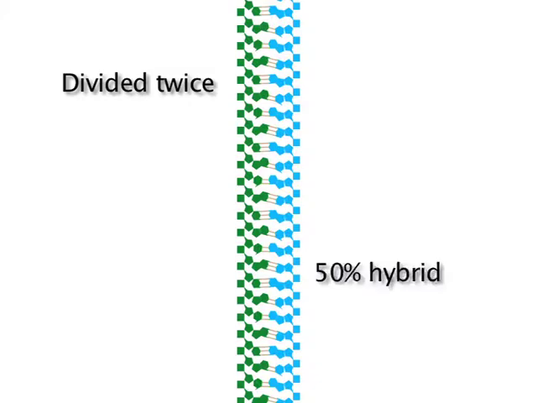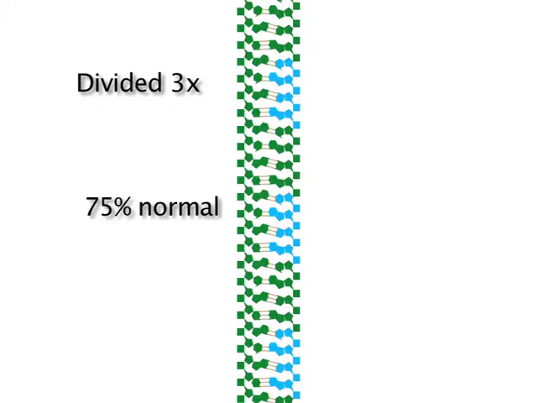DNA from bacteria that had divided twice consisted of 50% hybrid and 50% normal. This eliminates the dispersive model, as if replication was by the dispersive method, then all the DNA would have been hybrid, but slightly lighter than the hybrid DNA of the first generation. DNA from the bacteria that had replicated 3 times consisted of 75% normal and 25% hybrid, further supporting the semi-conservative method of DNA replication.